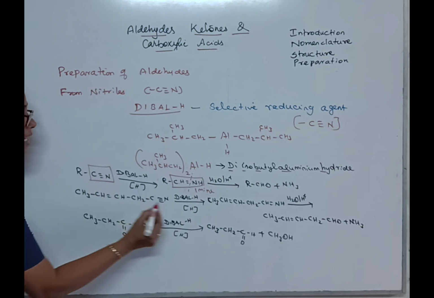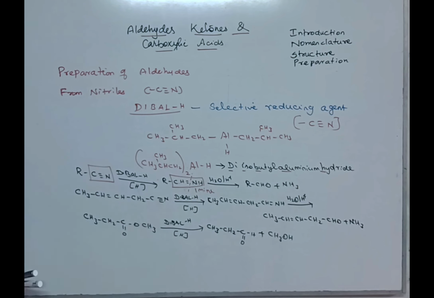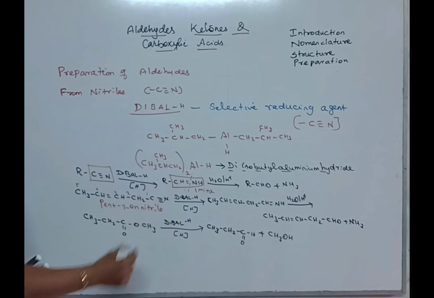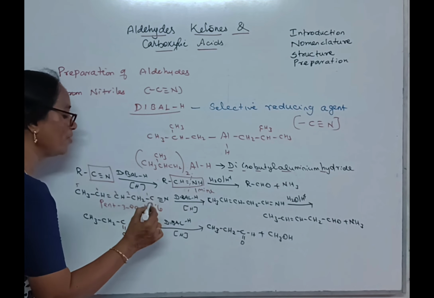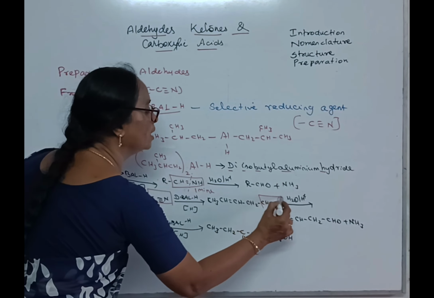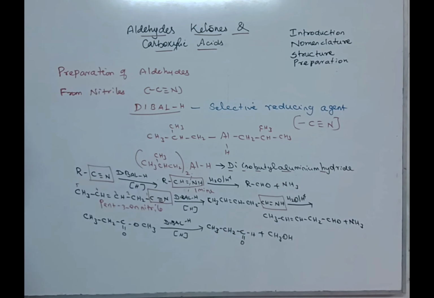Or you can take an unsaturated nitrile. What about its name? 1, 2, 3, 4, 5. So 5 carbon, it is pentane, and the third position has a double bond. So the name is pent-3-ene nitrile. On reduction with the dibal-hydride, you may find only the cyanide group is converted into imine, CH double bond NH.